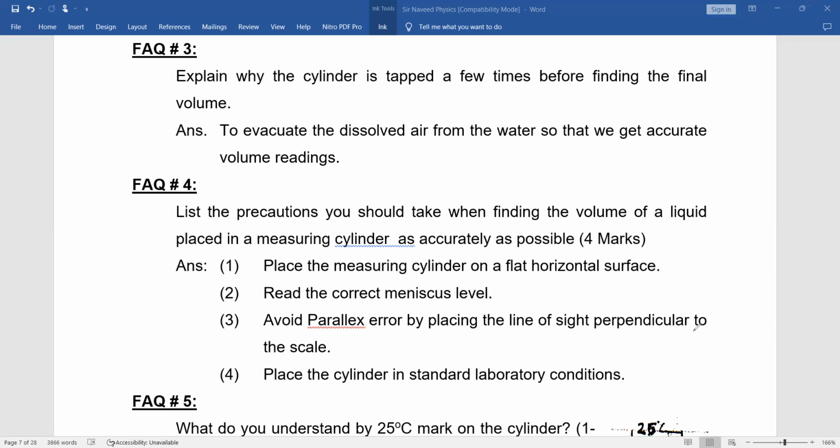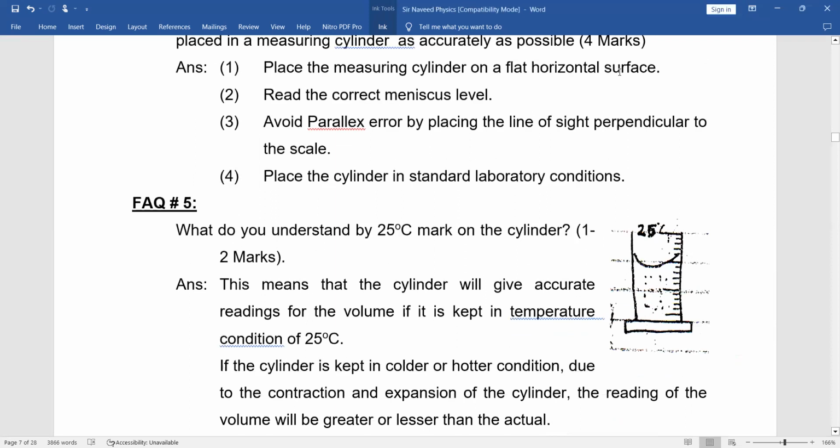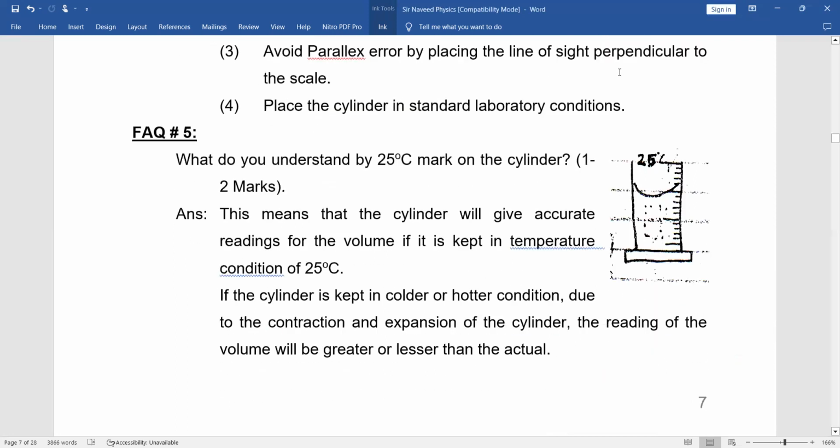In the next question we will see what do you understand by 25 degrees centigrade mark on the cylinder. सिलेंडर्स के ऊपर नॉर्मली 25 डिग्री मार्क हुआ होता है, तो उसका क्या मतलब है? This means that the cylinder will give accurate results and reading for the volume if it is kept in temperature condition of 25. As I have told you that 25 degrees centigrade is the room temperature.